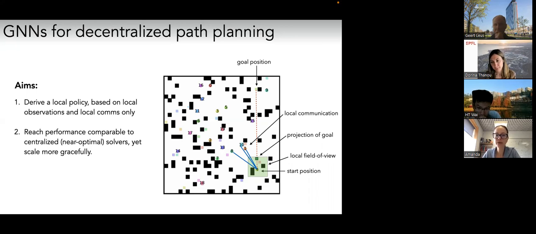So what we want to do is we want this agent to learn a policy that exploits this purely local information, yet is able to satisfy the problem specification, which is reach your destination, with a performance that is comparable to what we would be able to achieve with a centralized optimal solver. Okay. So that is our goal. Yet how we want to go beyond this is we want to be able to scale much more gracefully as we increase the scale of our system. So including more and more agents in larger and larger environments, bringing the optimal solvers to a breaking point in terms of computational requirements. And so this is the challenge that we're setting ourselves.